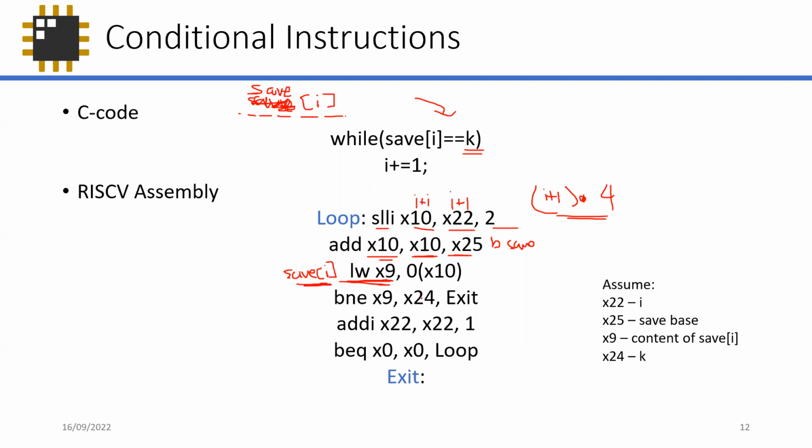And what you're going to do next is that x34 here is k. So you're going to compare. If save I and x24 are not equal, you go out of the loop immediately, right? So that's what it's trying to say.